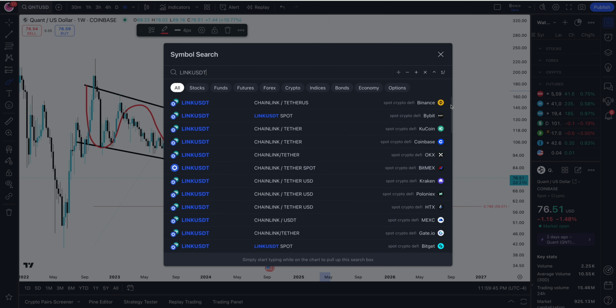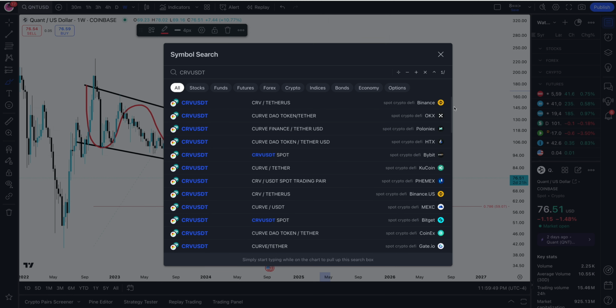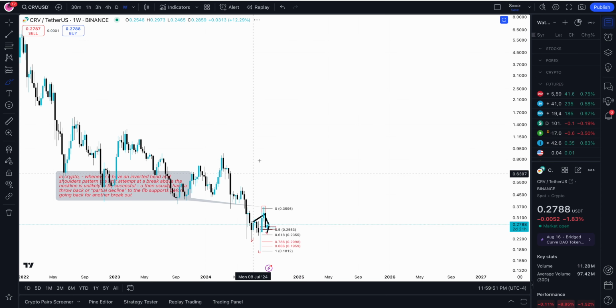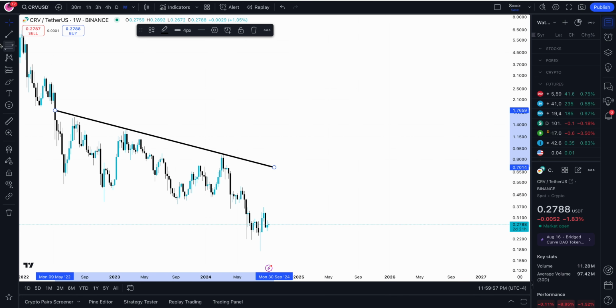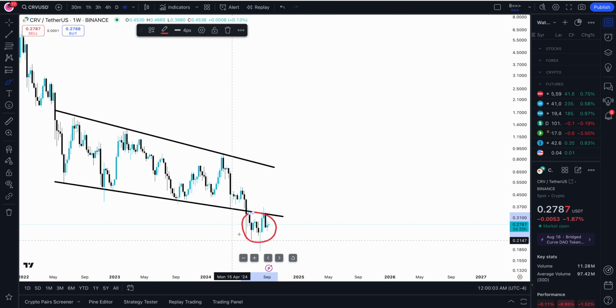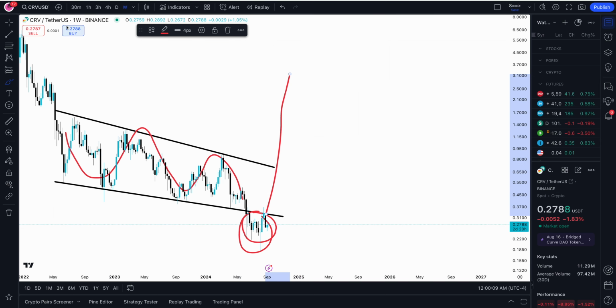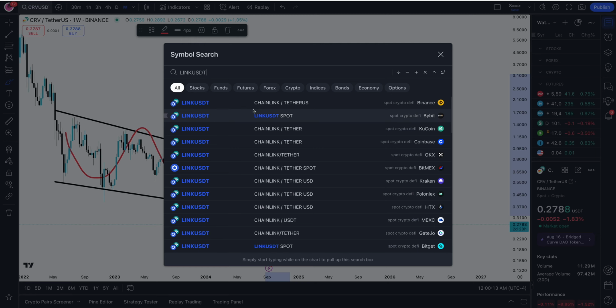Now, before I take a look at Link and show you the similarities, I want to show you the similarities to that of CRV. So now with CRV, you see how we were kind of in a broadening wedge formation, just like this, and then all of this price action over here would be considered your manipulation, right? You have your accumulation, your manipulation before you have expansion to the upside. We can even take a look at Link, for example.